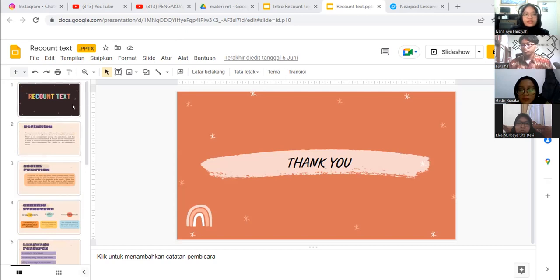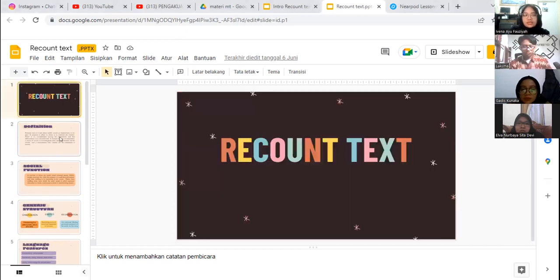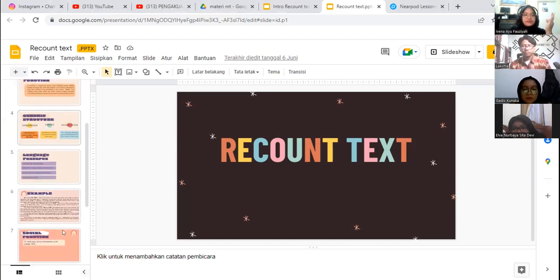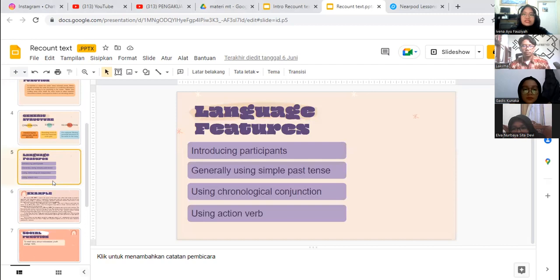In this meeting we have learned about historical recount text. So historical recount text is a text that retells past historical events. Okay. So for the general structure, there are orientation, events, and reorientation. And for the linguistic features, introducing the participants, using simple past tense, using chronological conjunction, and using action verb.